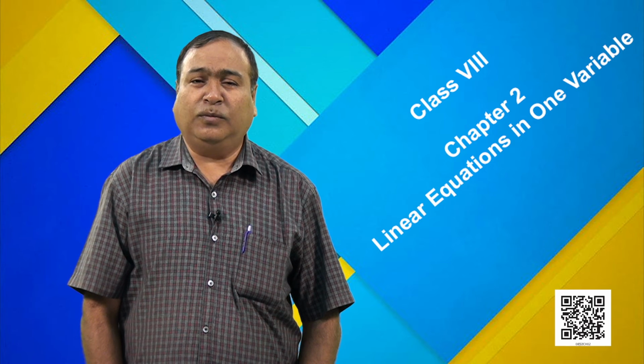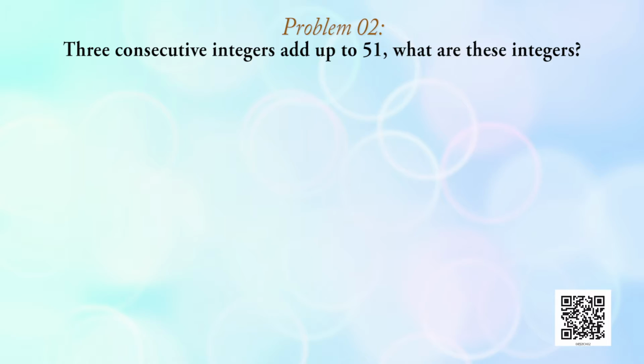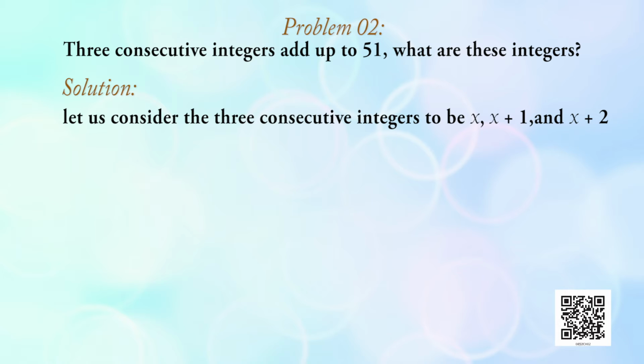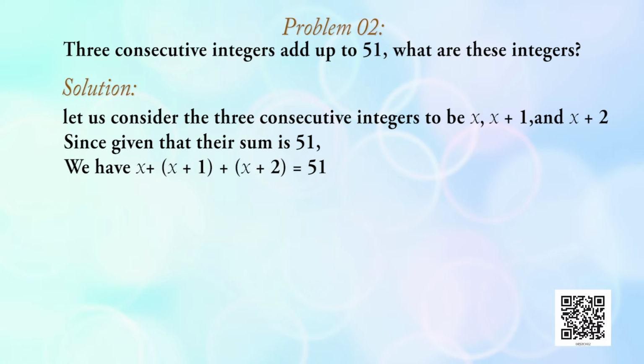Now, let us take one more word problem based on this situation. Problem 2. 3 consecutive integers add up to 51, then what are those integers? Students, let us consider the 3 consecutive integers to be x, x plus 1 and x plus 2. Since it is given that the sum is 51, we have x plus x plus 1 plus x plus 2 is equal to 51. If we add all the x, it becomes 3x, plus 1 plus 2 becomes 3.